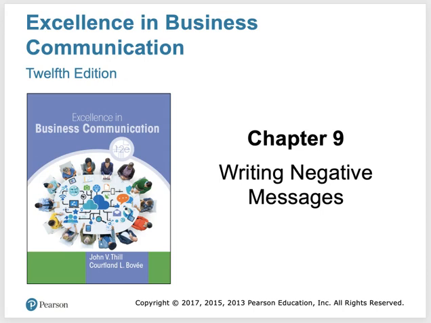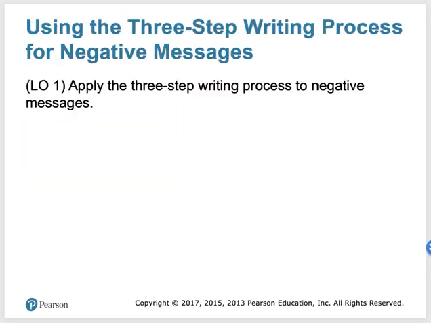So let's begin by looking at learning objective number 1, which is applying the 3-step writing process to negative messages. So we're staying in line with what we've learned throughout all of our chapters with this 3-step process. You're going to plan your negative message, then you're going to write your negative message, and then you're going to complete your negative message.